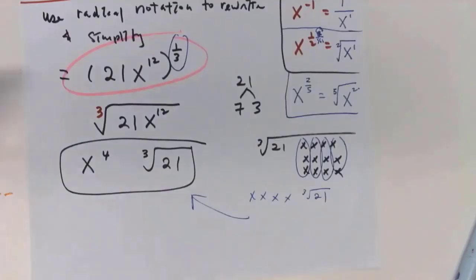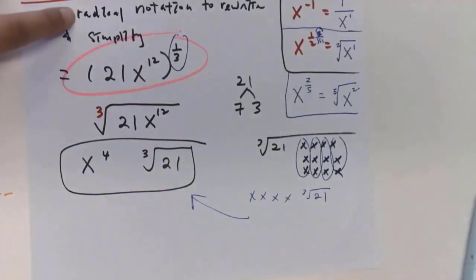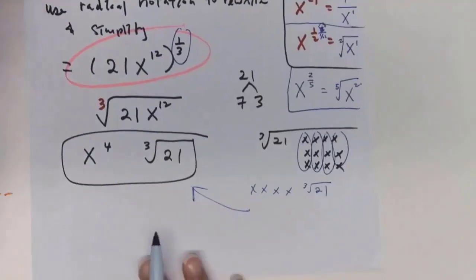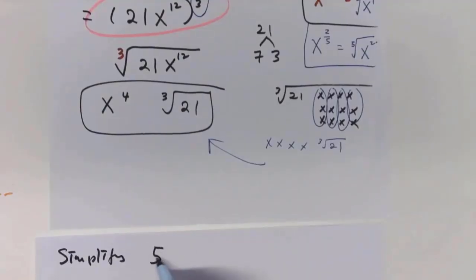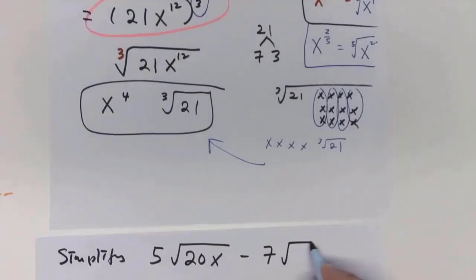That's what they try to tell you. Change it to radical notation. That's what that means. All right. Another question we're going to have is going to be simplify: 5 square root of 20x minus 7 square root of 45x plus 25x.